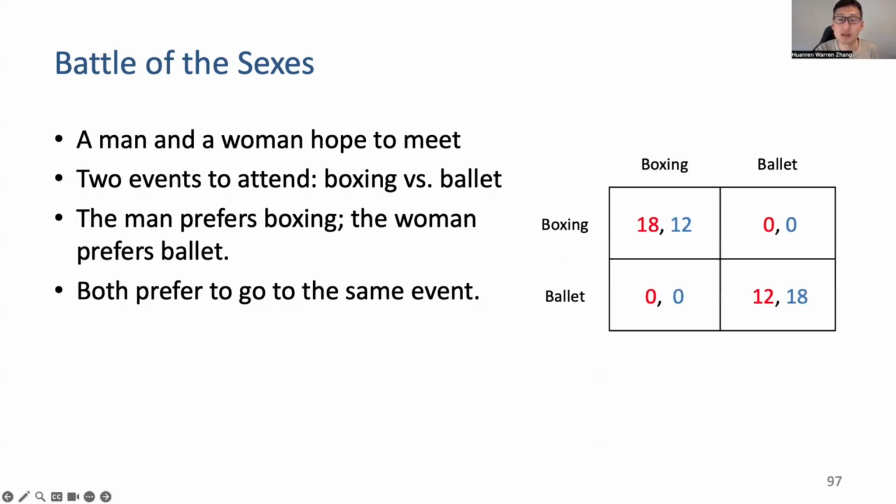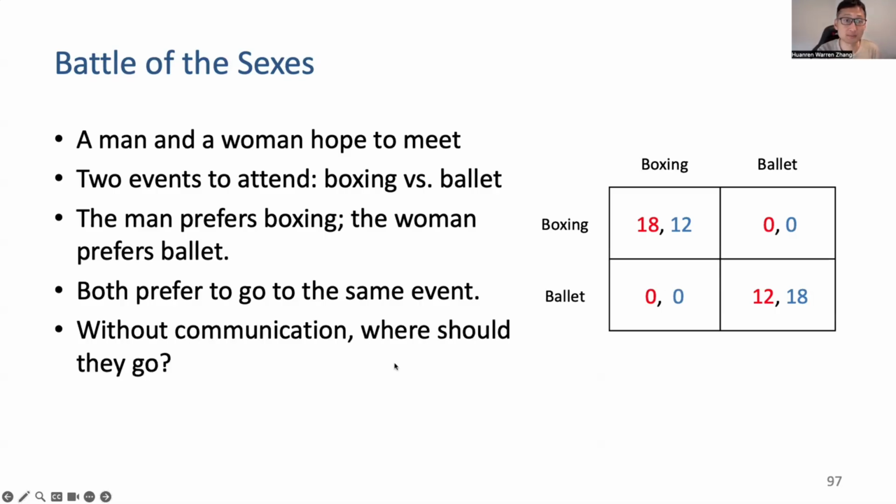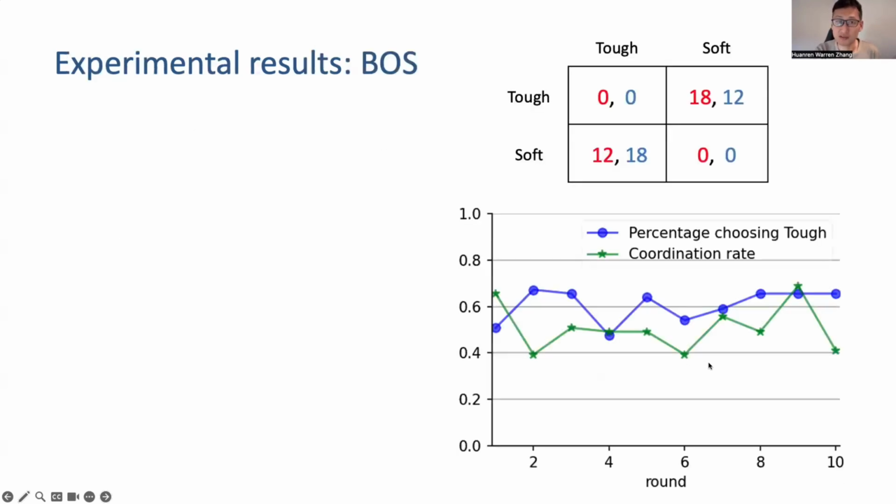So here is an illustration, right? If they go to boxing together, the man would have a higher payoff than the woman. If they go to ballet together, the woman would have a higher payoff compared to the man. If they go to different events, then neither of them receives any payoff, right? So that's the worst outcome. So without communication, where should they go? It's very difficult to coordinate in this case, as illustrated by our experiment, right? The miscoordination rate is close to 50%, right?